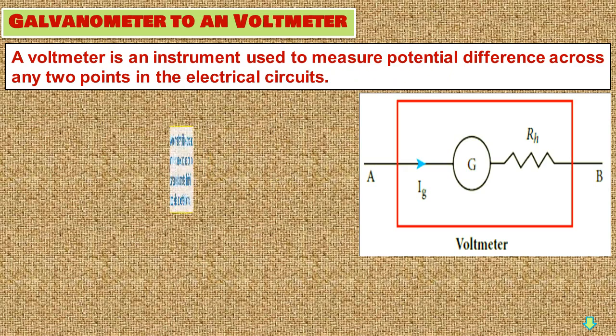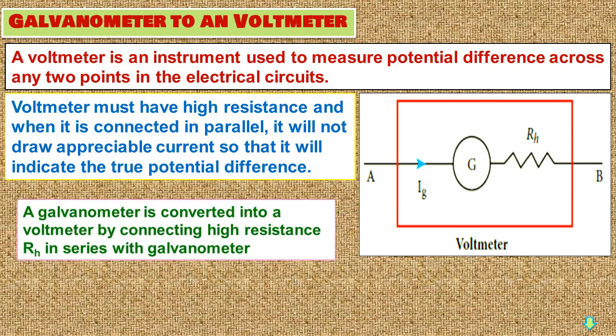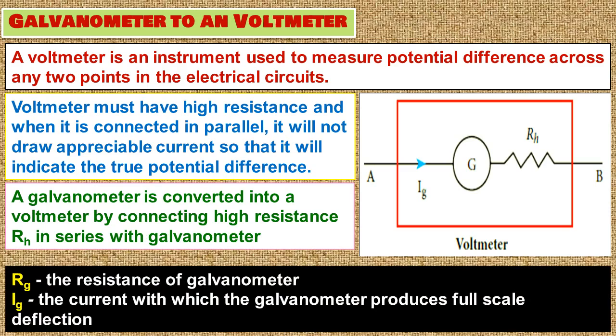A galvanometer is converted into a voltmeter by connecting a high resistance Rh in series with the galvanometer, which is shown in this figure. Here Rg is the resistance of the galvanometer and Ig is the current with which the galvanometer produces a full deflection.